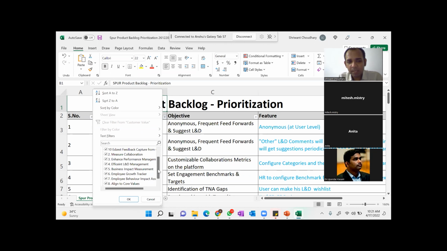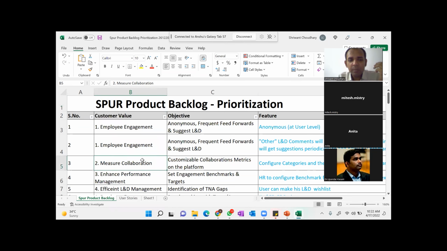Okay. Then employee growth tracker. The employee would be benefited from this particular value. Employee behavior impact assessment, the company would get benefited from this. Aligning to core values, the company will get benefited from this. Marketplace for trainers, the company would get benefited. Okay. So all these things, we identified the core value from this product.